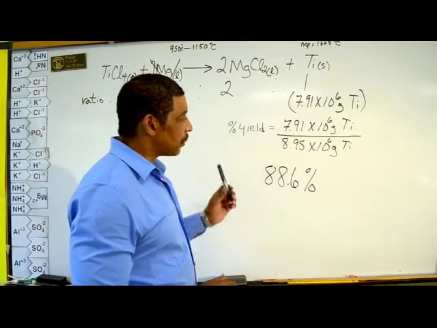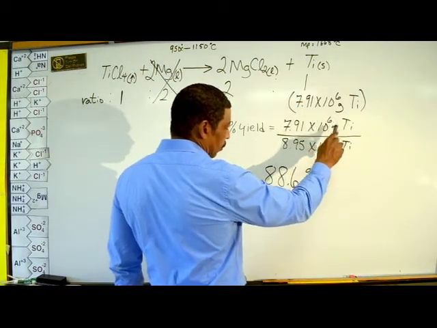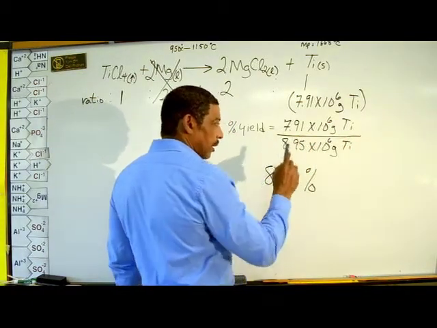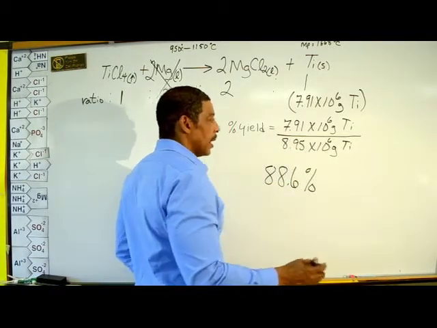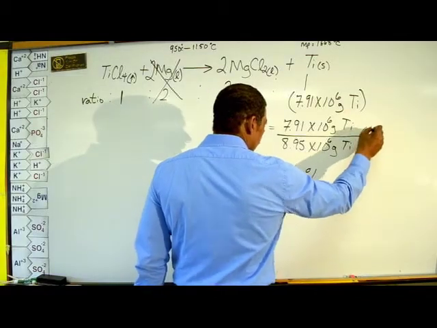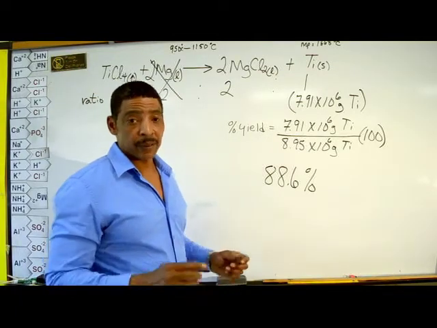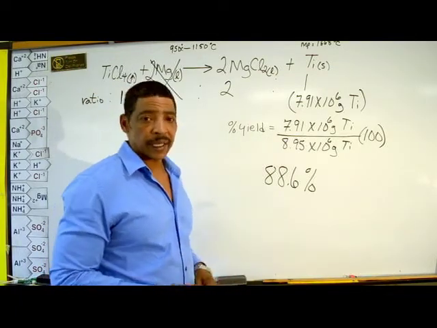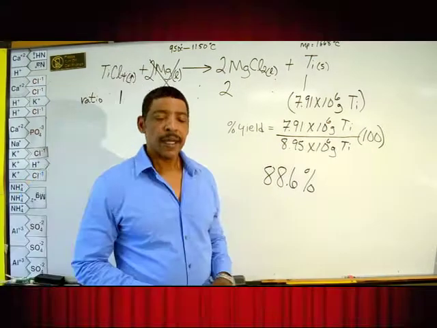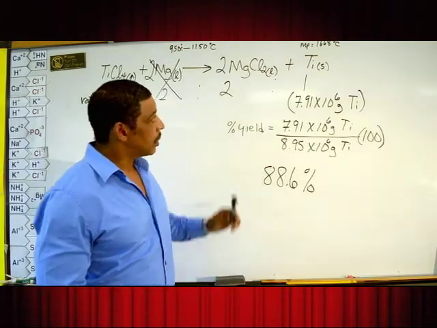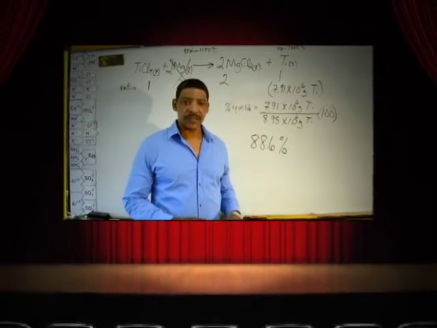To determine the percent yield, we simply divide 7.91 times 10 to the 6 grams of Ti by the theoretical yield, 8.95 times 10 to the 6 grams of titanium, and then we multiply by 100. So the percent yield, based on the information given in the practice problem, for this particular reaction will be 88.6%. Had we been given an actual yield of magnesium chloride, then the percent yield could have been determined by using the same technique.